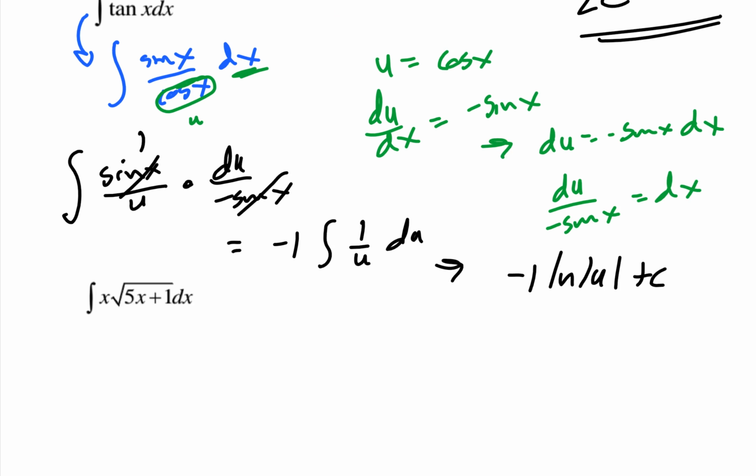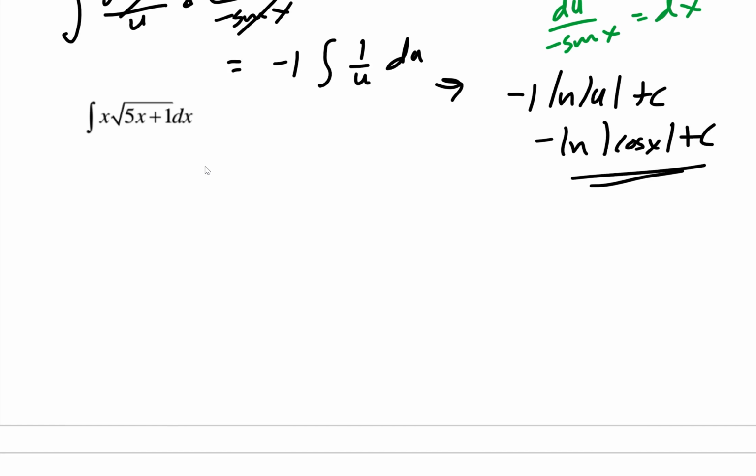The last step, plug your u back in. So in this case, my u was cosine. So negative natural log of cosine x plus c. That's an ugly integration, but wasn't too bad to do though. Right? It's always the same process. Find your u, take the derivative, find your dx. Right? That's all it is. Plug it in, integrate like normal. Let's do a couple more.